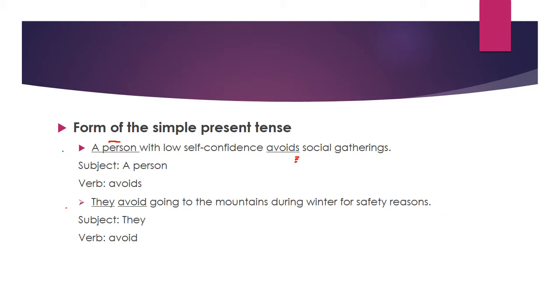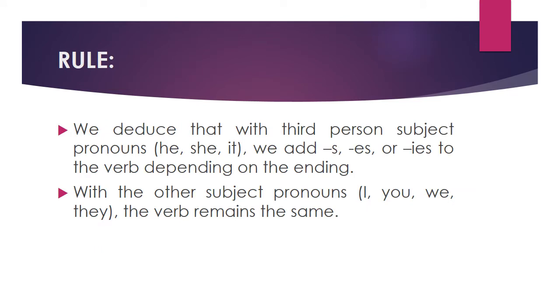Second, they avoid. I did not add s. I only add s when the subject is he, she, or it. I, you, we, they, I do not add an s. They avoid going to the mountains. The subject is they, the verb is avoid. Let's see what we can deduce. We conclude that with third person subject pronouns he, she, it, we add s, es, or ies to the verb depending on the ending. For example, if you have study, you remove the y and you add ies, okay? Depending on the ending. With the other subject pronouns I, you, we, they, the verb remains the same.